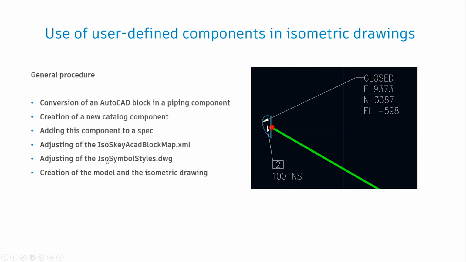The general process which we are following is converting an AutoCAD block in a piping component, creating a new catalog component, adding this component to a spec, adjusting of the ISO ASCII ARCAD block map XML, adjusting of the ISO symbol styles drawing, using the component in the model and creating the isometric drawing finally. Let us start.